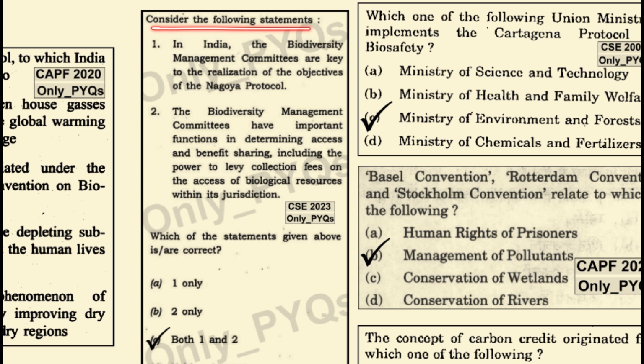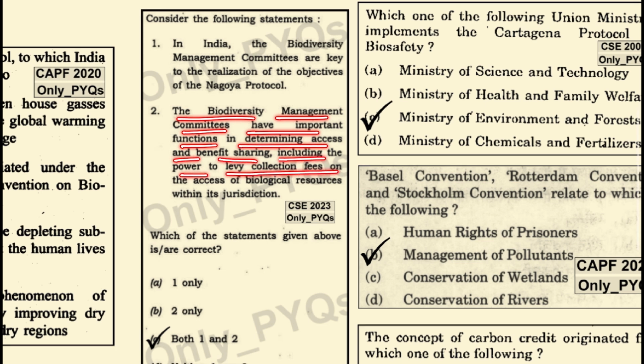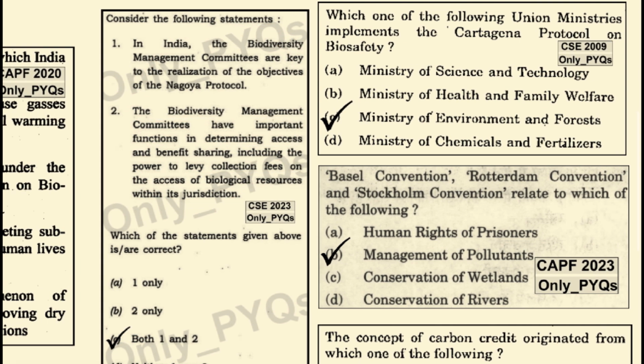Consider the following statement. In India, the Biodiversity Management Committee are key to realization of the objectives of the Nagoya Protocol. The Biodiversity Management Committee have important functions in determining access and benefit sharing, including the power to levy collection fees on the access of biological resources within its jurisdiction. The two statements are correct. So both 1 and 2 are correct.